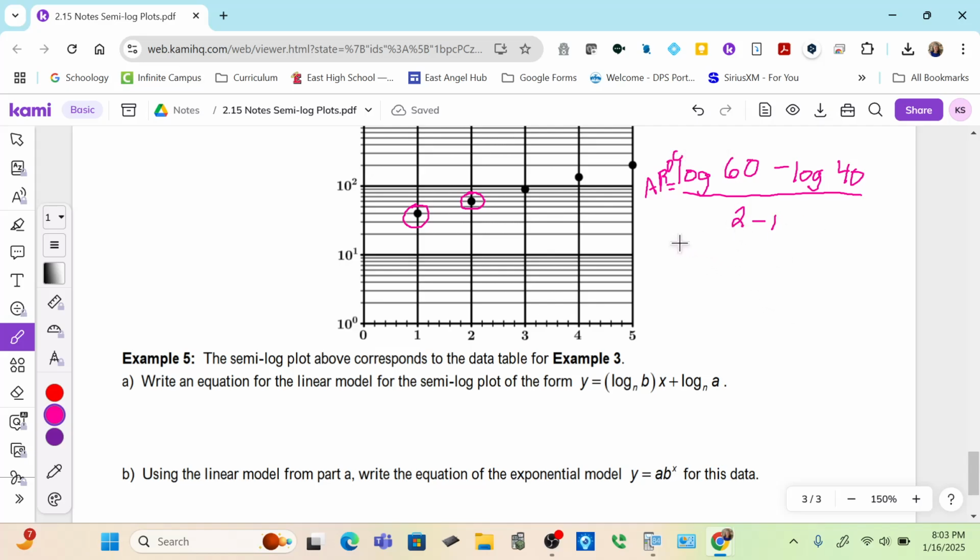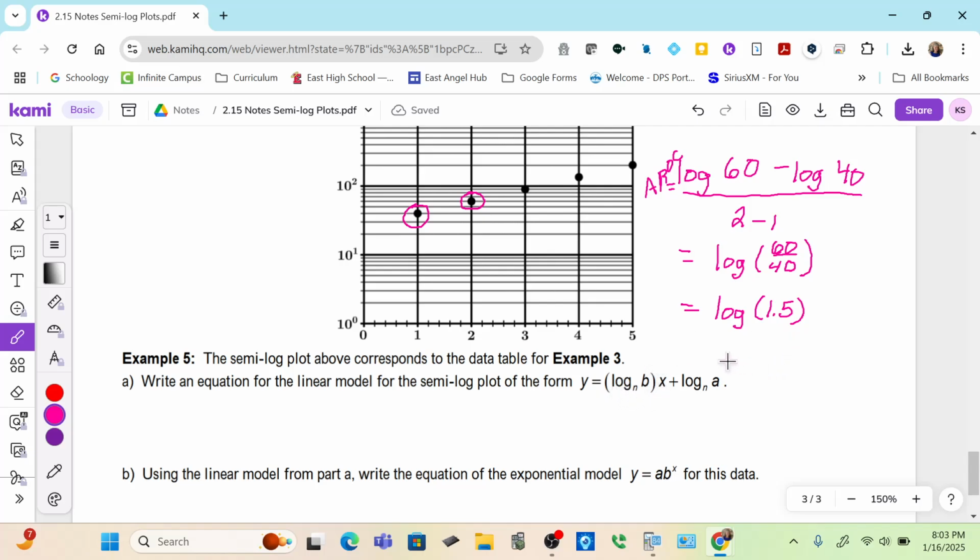I'm going to simplify this. I have the log with the same base with a difference. So that's going to become log of 60 over 40. And 2 minus 1 is just 1, so I don't really need to worry about the denominator anymore. But one thing I can do with this log is simplify the 60 over 40 to 1.5. So we're going to have the log of 1.5 be our value for b. So this is going to be our slope, our log base n of b.